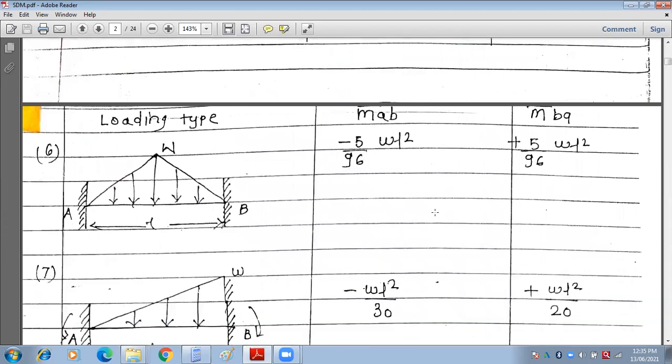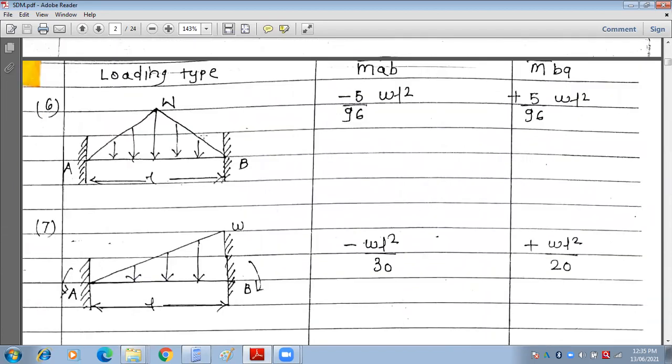If the fixed end beam carries a triangular load having the maximum intensity at the center and zero intensity at the fixed ends, for this situation, the fixed end moment is 5 upon 96 WL square.